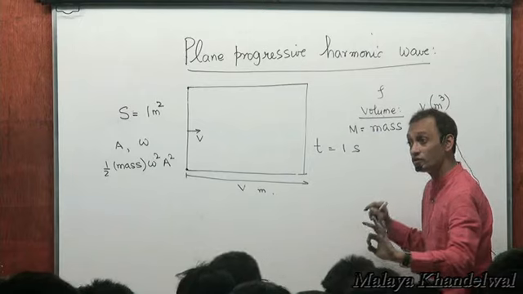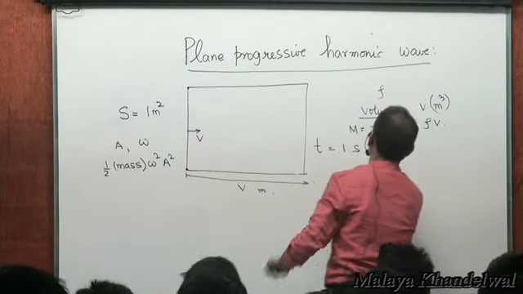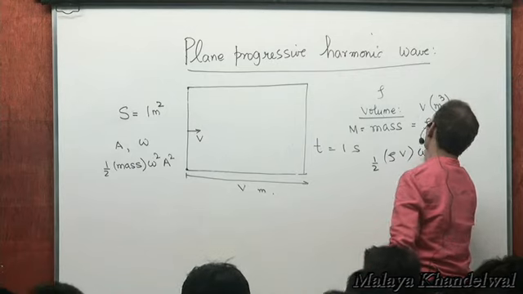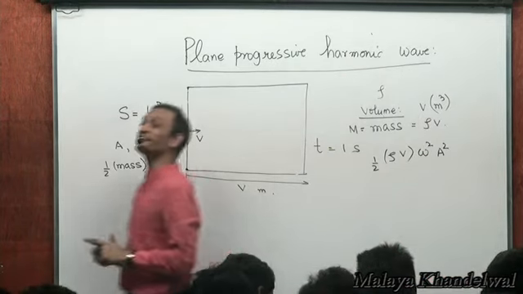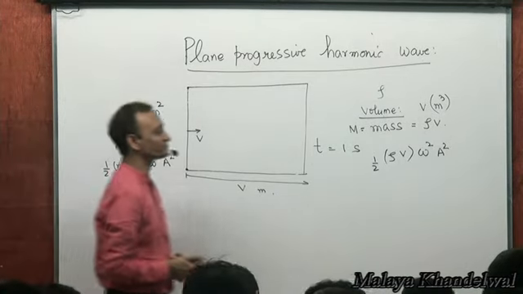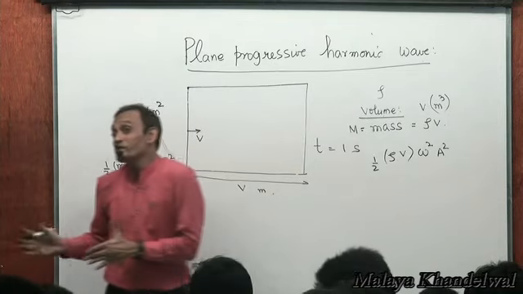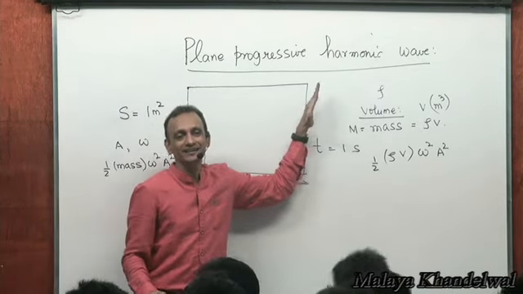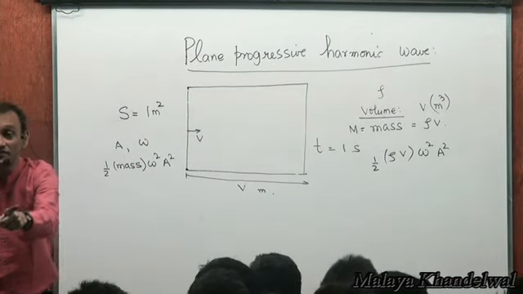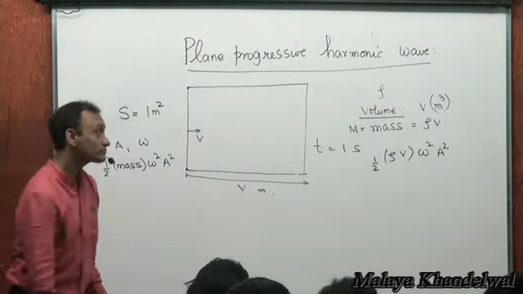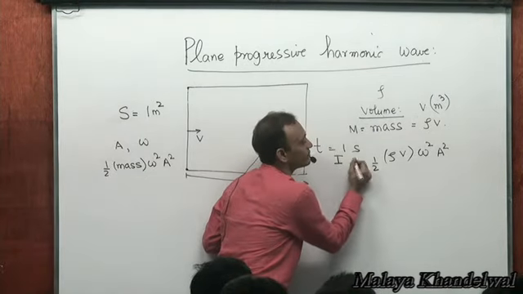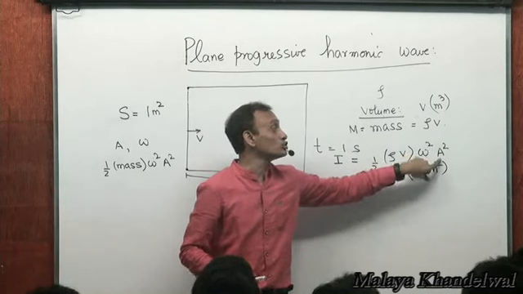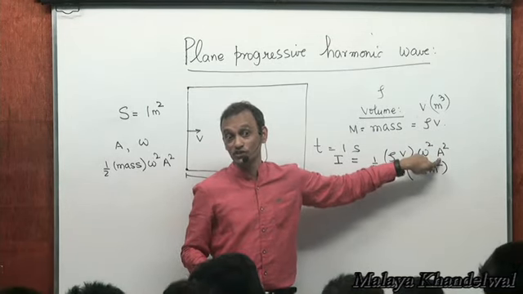So if there is a mass rho into V, the total energy of oscillations here is going to be half of the total mass, rho into V, into omega squared, into A squared. That's the energy of all the particles in this affected region. And therefore, this must have been the energy that flowed through a unit area in 1 second. This therefore must represent the intensity of the wave. So the intensity of the wave is given by this in watts per meter squared. Very clearly you can see intensity is proportional to the square of the amplitude.